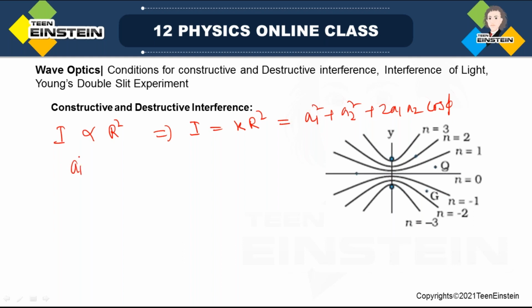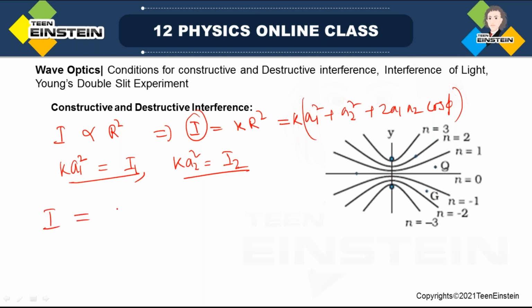Now look, what is a1 square? If I multiply k on both sides, obviously both sides you have to multiply by k so that the equation remains the same. So k a1 square I can write as the intensity of the first individual wave, and similarly k a2 square can be written as the intensity of the second wave. These are the individual intensities, and this is the resultant intensity after superposition.